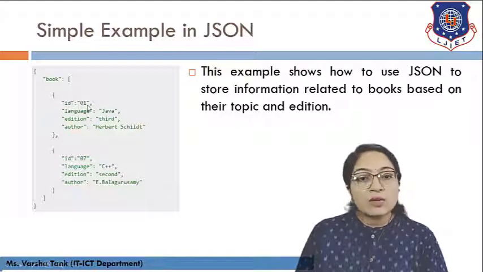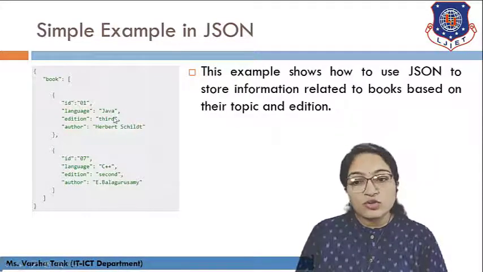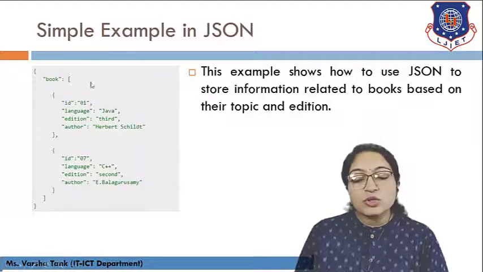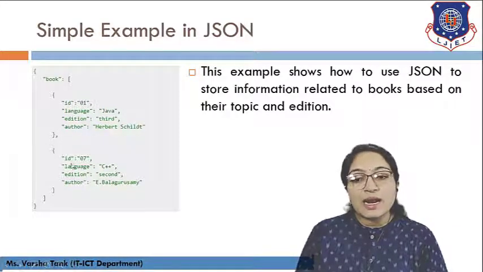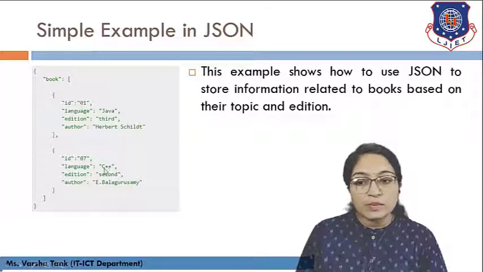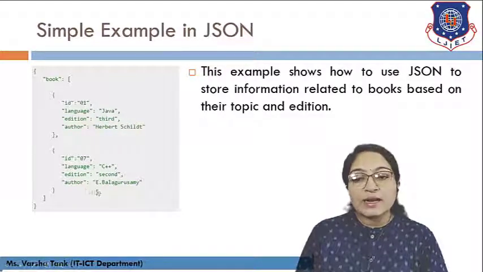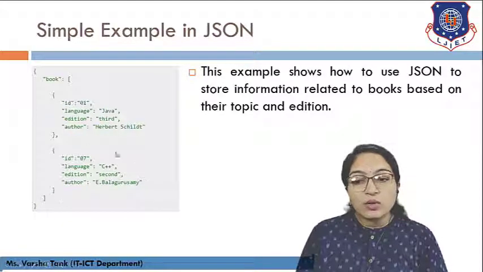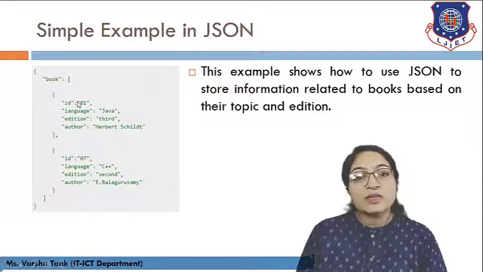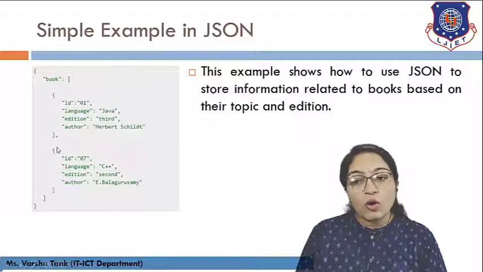Here ID is equal to 01, language is equal to Java, edition is equal to third, and author is equal to Herbert Schildt. So this is one record. Now another record is there: ID is equal to 07, language is equal to C++, edition is equal to second, and author is equal to E. Balagurusamy. So here you can see this is one record, this is another record. This is the array in JSON. In this way you can create a JSON object, and the JSON objects are separated by a comma.